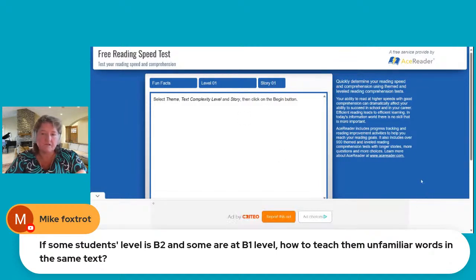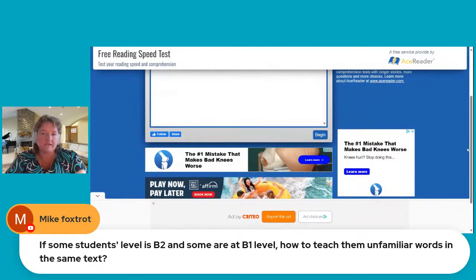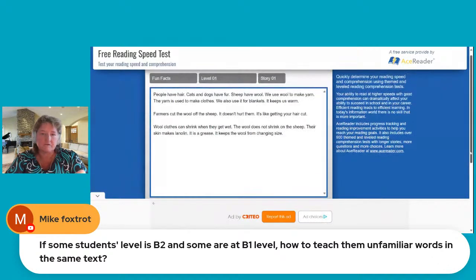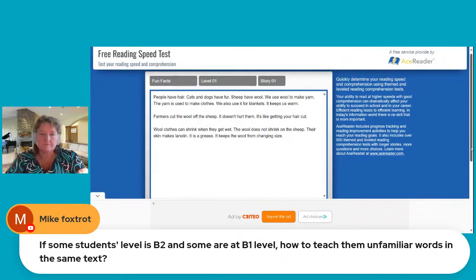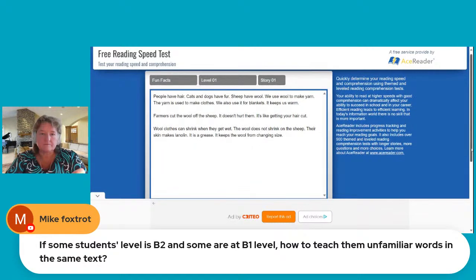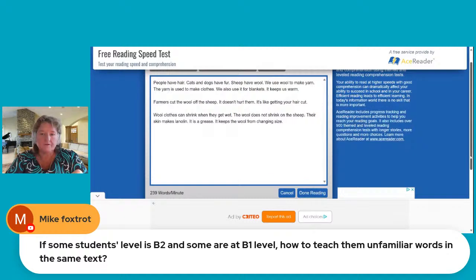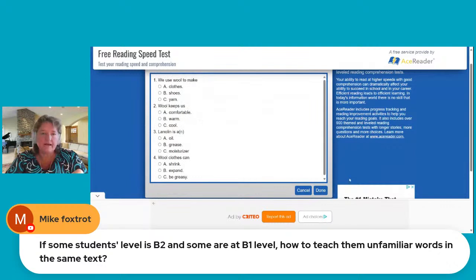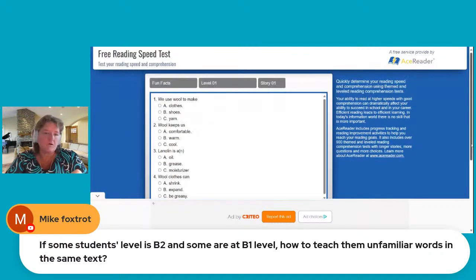And as soon as students click begin, the timer starts. And they just have to read this. So go ahead and read it. Okay, so when you're done, click on done reading. And now come the comprehension questions. There are always 4.